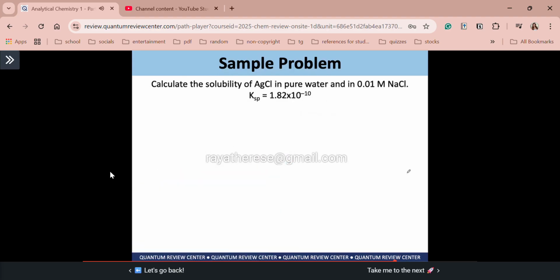So please focus on the problem in your manual. Calculate the solubility of silver chloride in pure water and in 0.01 molar sodium chloride. So mga dalawang ang answer here, of course, dalawang pinapakompute: solubility first in pure water and then separate naman ang in 0.01 molar sodium chloride. So class default, of course, water ang medium. So the dissociation of silver chloride is just as follows.